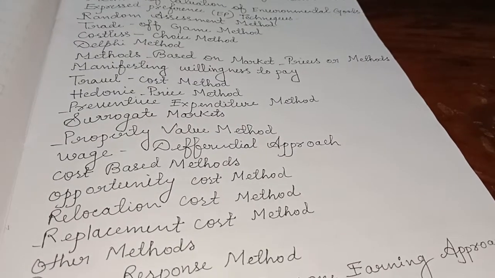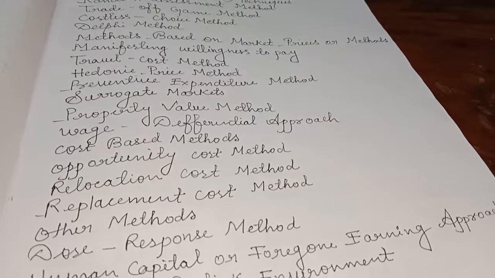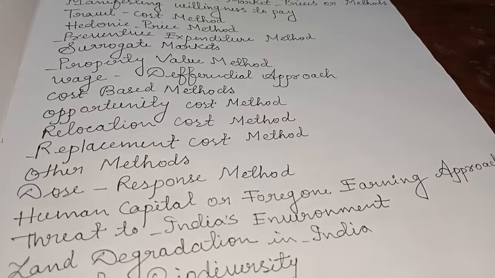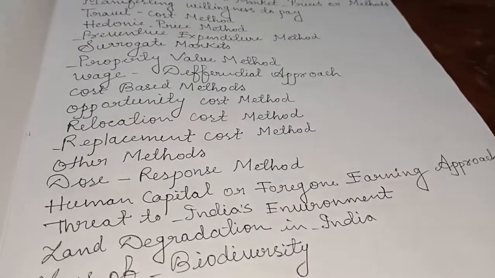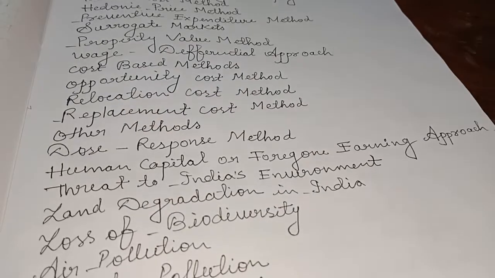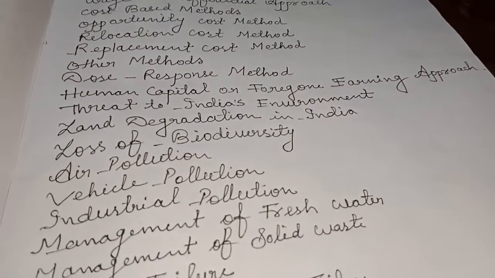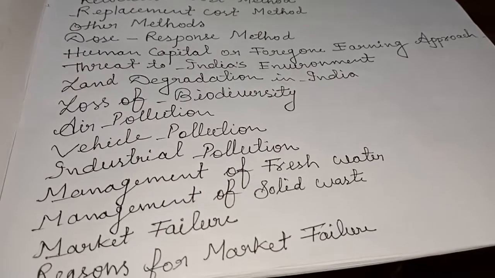methods, opportunity cost method, reallocation cost method, replacement cost method, other methods, dose response method, human capital or foregone earning approach. Threat to India's environment: land degradation in India, loss of biodiversity, air pollution, vehicle pollution, industrial pollution, the management of fresh water, management of solid waste. Market failure, reasons for market failure.